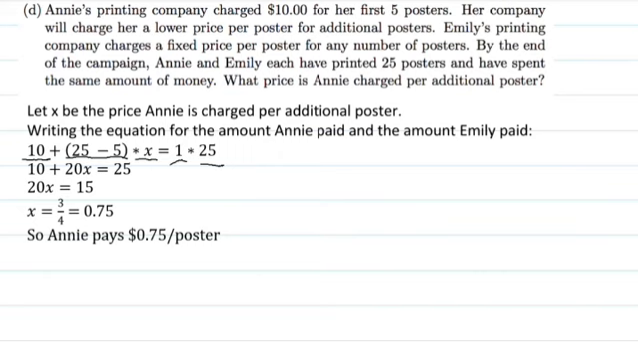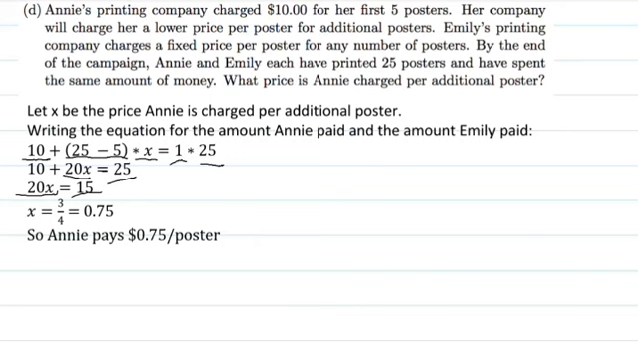At the first step, let's collect some like terms. On the left-hand side, we have 25 minus 5, which leaves us with 20 times x. And on the right-hand side, we have 1 times 25, which just leaves us with 25. The 10 stays the same. Now, the next step, we can subtract 10 from both sides. On the left-hand side, we're left with 20x. And on the right-hand side, 25 minus 10 leaves us with 15.